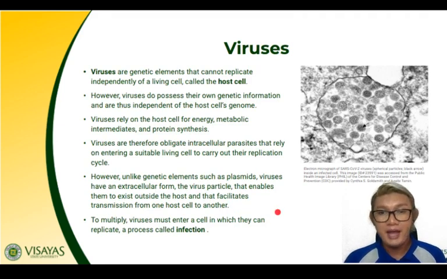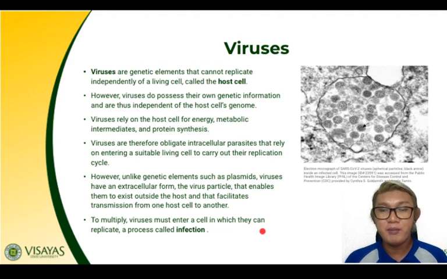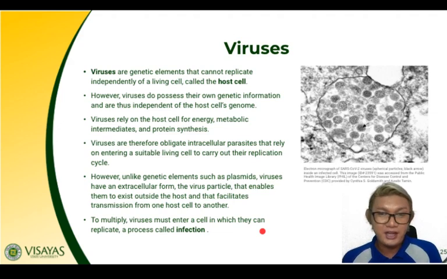Now, to multiply, viruses must enter a cell in which they can replicate. That process is called infection. So when you say I am infected with a virus, that means the virus has already entered your system. It has already entered a particular cell in your body. And different types of viruses have different preferences for the types of cells that they infect.